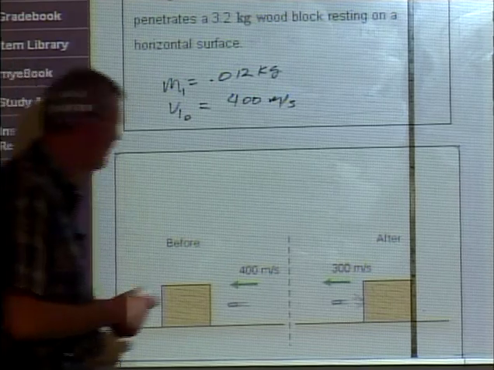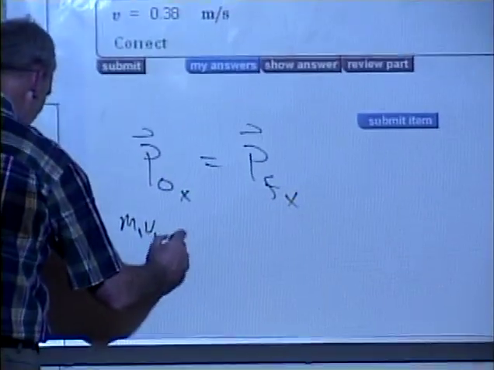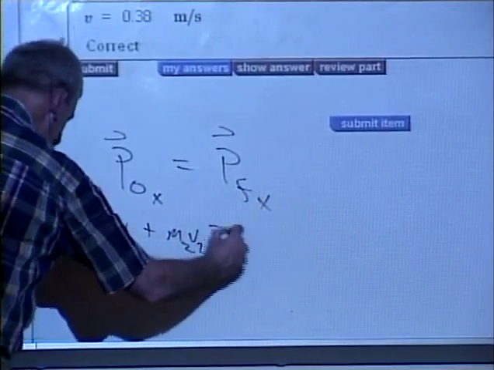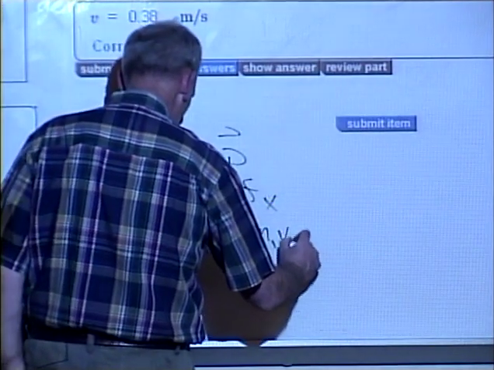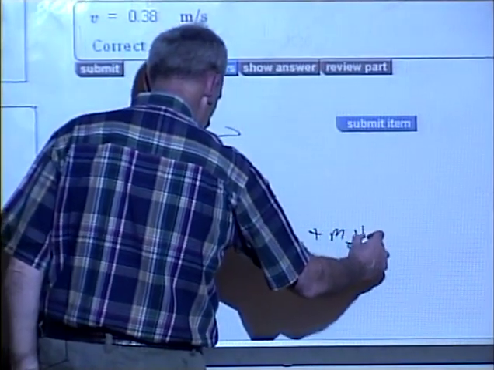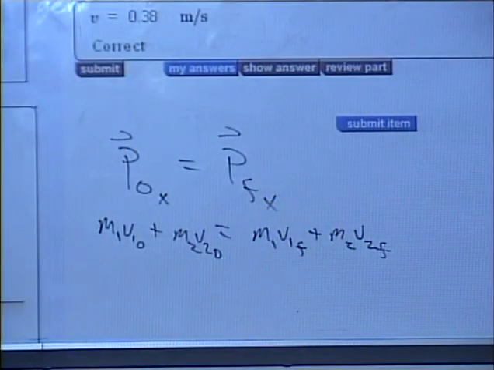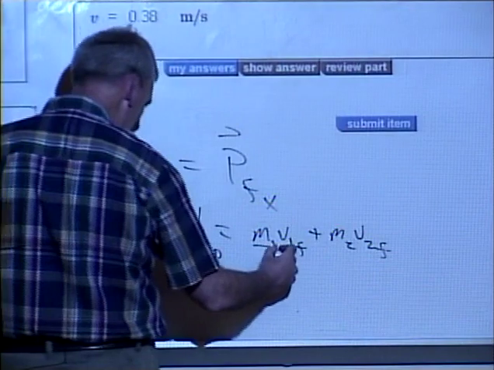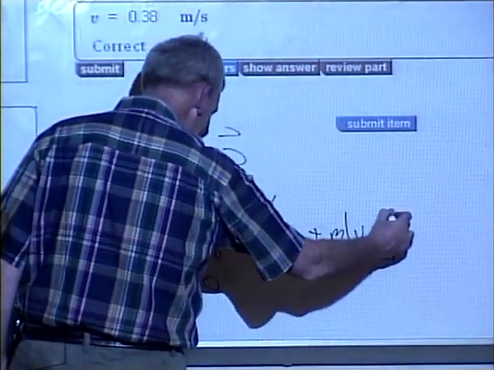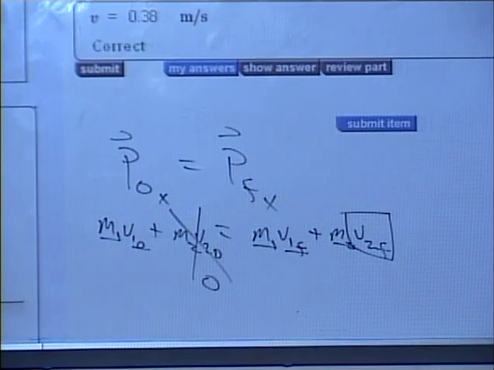But here's how you do this. You just go, okay, m1 v1 naught plus m2 v2 naught, the initial velocities, which we could put the numbers in later, equals m1 v1 final plus m2 v2 final. All right, first of all, what's m2 v2 naught here? What's the initial velocity of the big block? 0. So what's its momentum? 0. So I got a number for him, a number for him, a number for him, and a number for him. The only variable I don't know is that one.